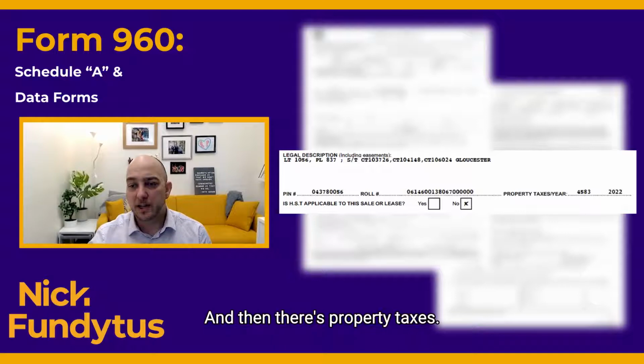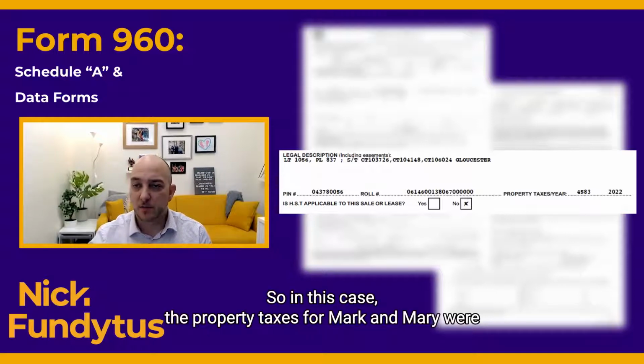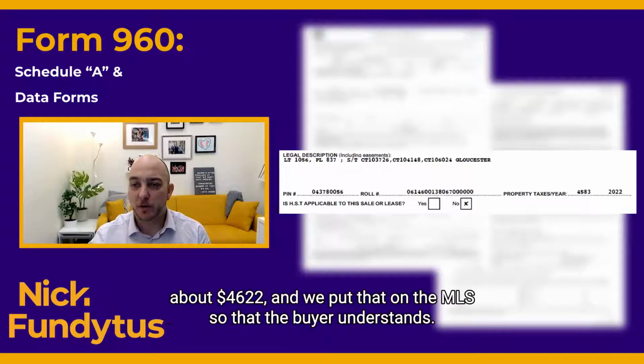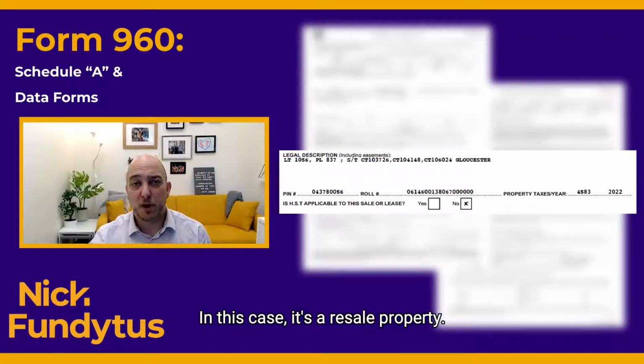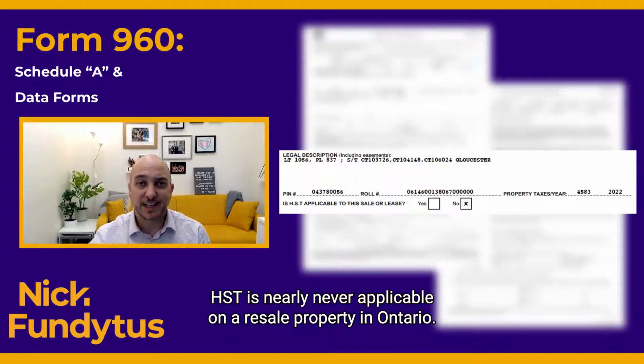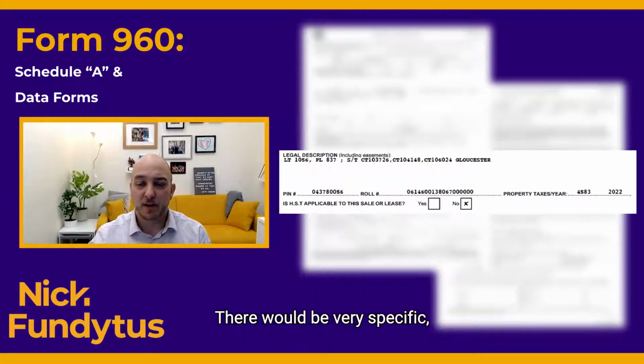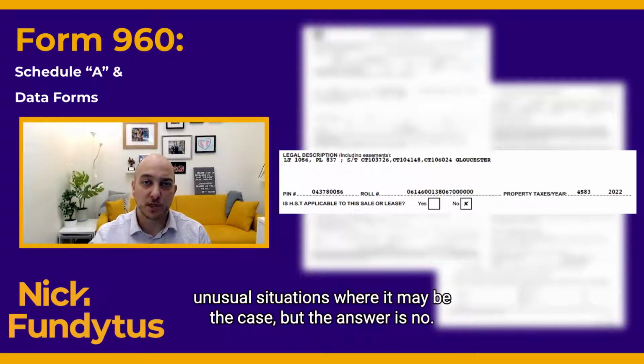And then there's property taxes. So in this case, the property taxes for Mark and Mary were about $4,600 in 2022, and we put that on the MLS so that the buyer understands. Is HST applicable to the sale or lease? In this case, it's no. It's a resale property. HST is nearly never applicable on a resale property in Ontario. There would be very, very specific, unusual situations where it may be the case, but the answer is no, basically.